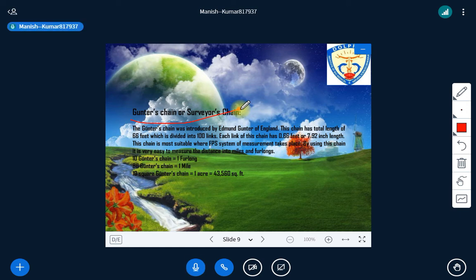And when you are using the FPS system of measurement, foot, pound and second system, you can use this Gunter chain for measuring the distance, right?